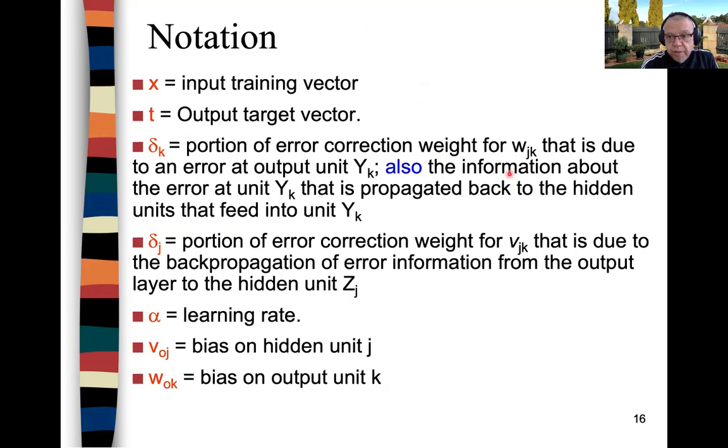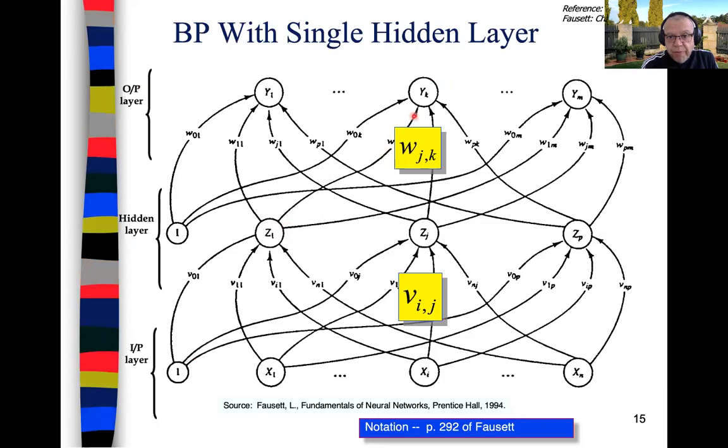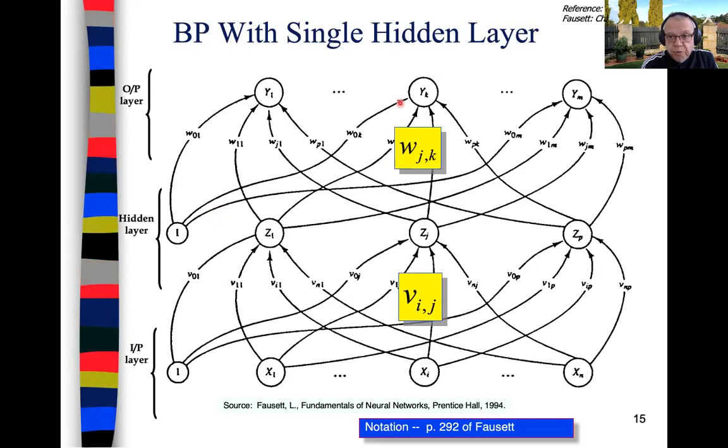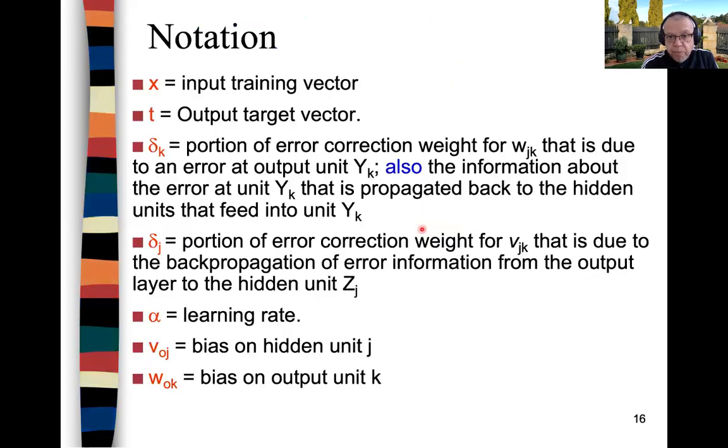It is also the information about the error at unit Yk that is propagated back to the hidden units that feed into unit Yk. So this is what is propagated back from here, okay, as it says here: the information, the error at unit k, that is propagated back to the hidden units. So it's propagated back to these hidden units here. We're going to see this in more detail with an example.